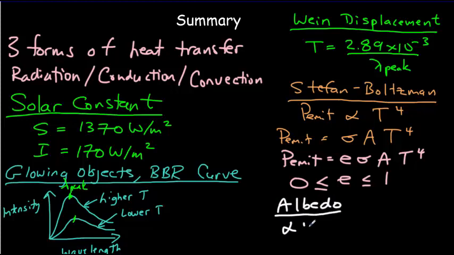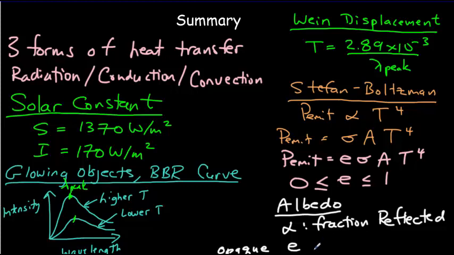And finally, we closed out the video talking about albedo. And this albedo was simply the fraction of incident light that got reflected. And if we have an opaque object, then the emissivity, the amount of light absorbed and then emitted, would be equal to 1 minus the albedo.